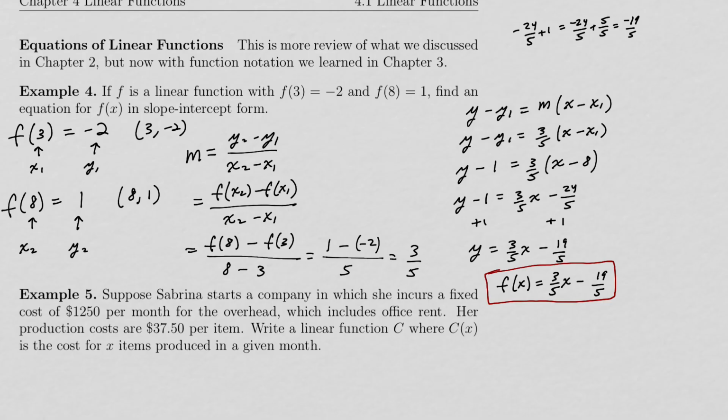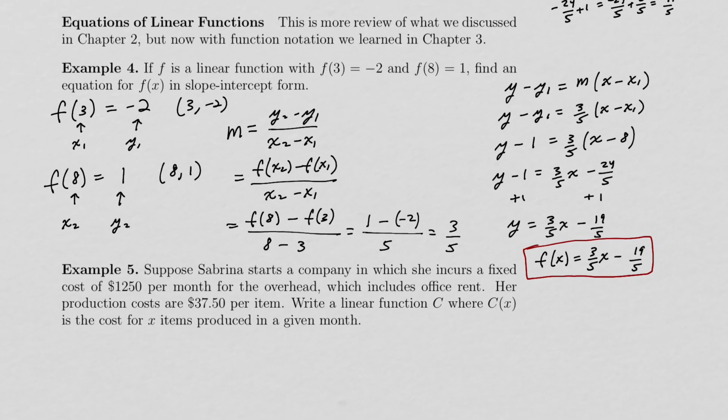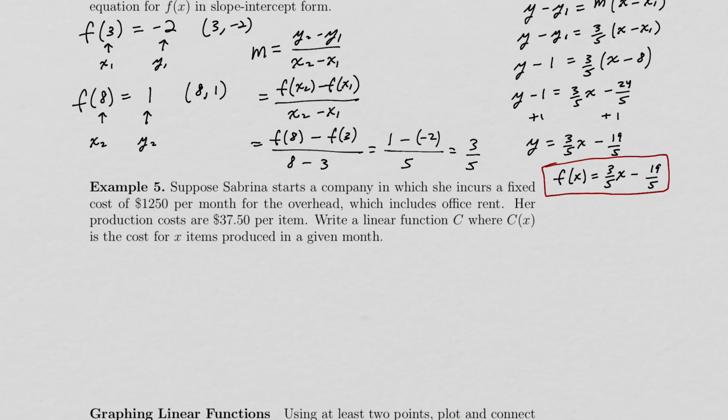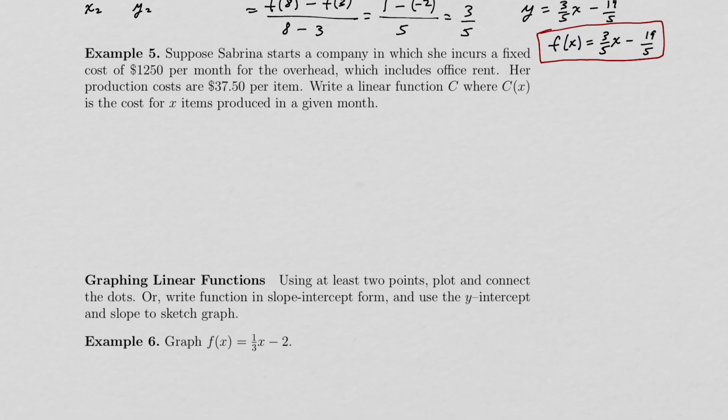Okay, next example. So this one is going to be sort of a word problem, an application. It says, suppose Sabrina starts a company in which she incurs a fixed cost of $1,250 per month for the overhead, which includes office rent. Her production costs are $37.50 per item. Write a linear function C, where C of x is the cost for x items produced in a given month.